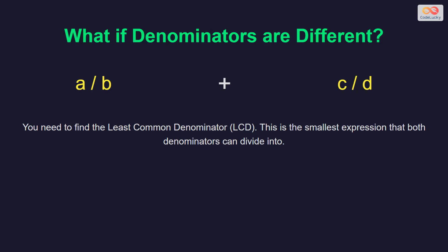But what happens when the denominators are not the same, like in a over b plus c over d? In this case, you need to find the least common denominator, or LCD.